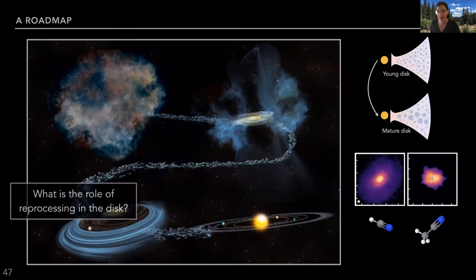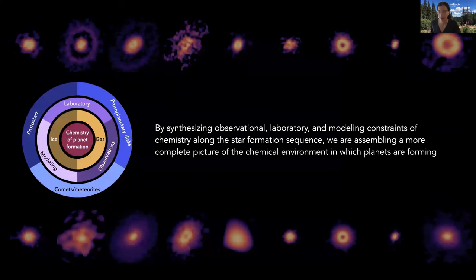And lastly, we saw that disks have a really distinctive chemistry compared to earlier stages as a result of this coupled physical and chemical processing, and that it leads to the production of both simple and complex nitriles very efficiently, which are molecules that we're quite interested in from an origins of life perspective, and suggests that the disk may be playing a very special role in producing these molecules. All right, so by synthesizing all of these different observational, lab and modeling constraints, we actually can start to assemble a more complete picture of the chemical environment that planets are forming in. So with that, I'm happy to take any questions.